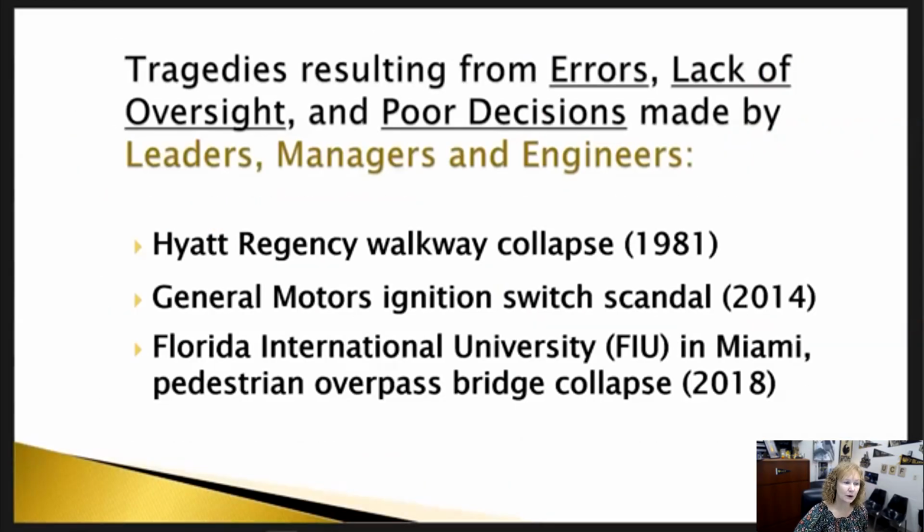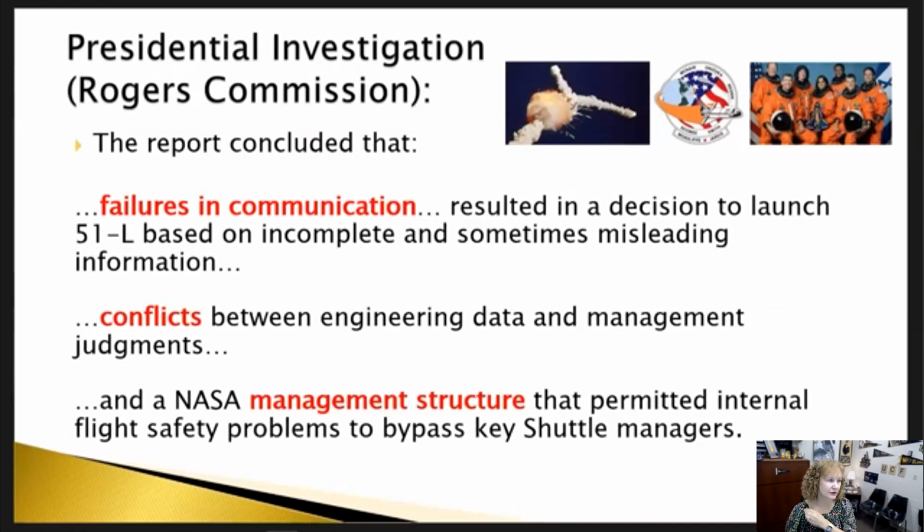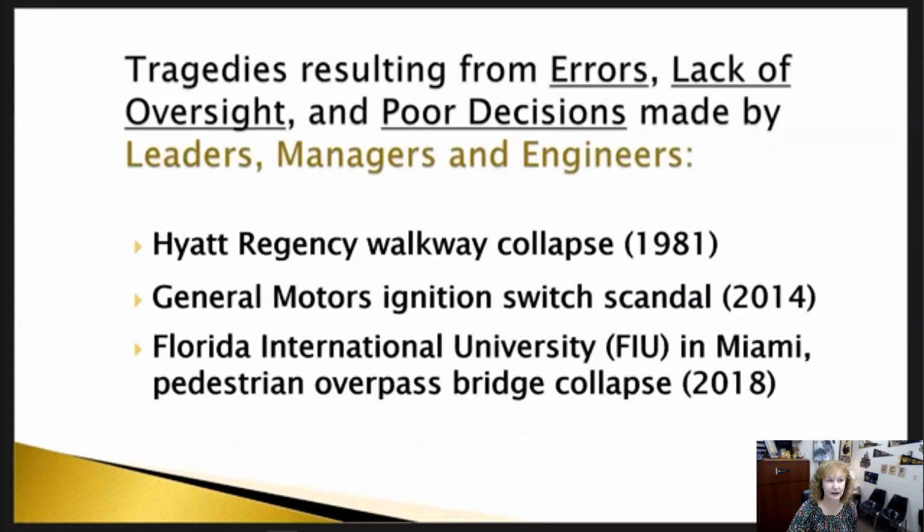So what resulted from that? Basically, the Rogers Commission said that NASA had major failures in communications between engineers and managers. There were conflicts between the engineering data and the manager's judgments. And then the overall NASA structure at that time did not let the conversations that were happening at the lower level, the very important engineering conversations, get up to the top. And that has been fixed, which is good. But that was the big problem there, is that these issues just kind of bypassed some key managers, and the wrong decisions were made, obviously.